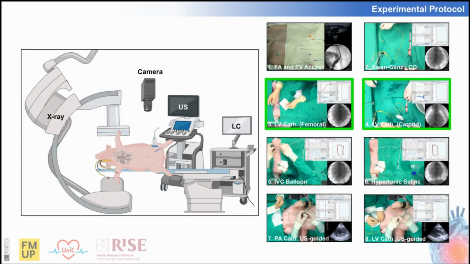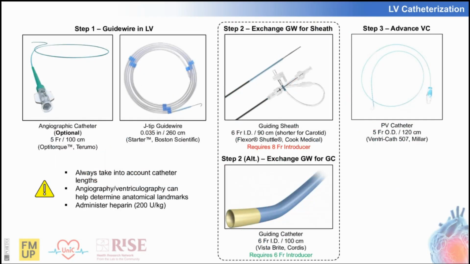So next, after we have placed our Swan-Ganz catheter in the pulmonary artery, we move on to left ventricular catheterization for the placement of the PV catheter. So catheterization of the LV requires the introduction of a catheter or a sheath inside the left ventricle through which the ventricath can then be advanced. Advancing the ventricath alone might be possible, but it could lead to damage to the catheter itself or the aortic valve. To reach the LV, we first introduce a long wire, usually 200 centimeters in length, and with a J-tip so that it is atraumatic.